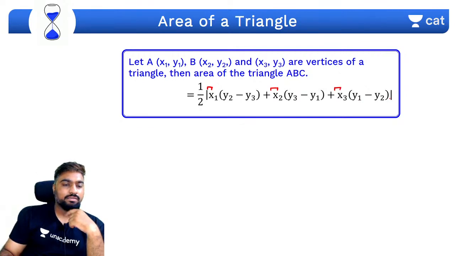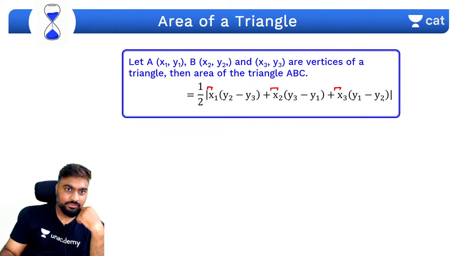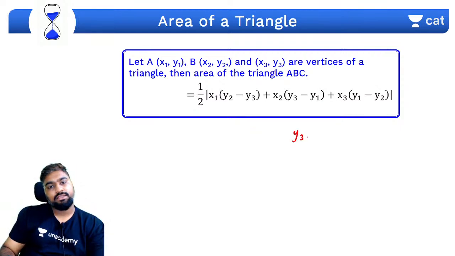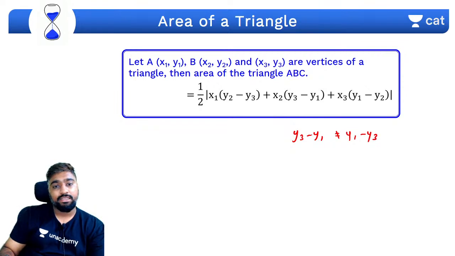Are you getting this? x1 times y2 minus y3, x2 times y3 minus y1, okay, not y1 minus y3, y3 minus y1, and x3 times y1 minus y2. Done? Since this is a physical quantity, क्योंकि ये physical quantity है, you take the entire thing का modulus, not individual modulus. Mind it guys. Here y3 minus y1 won't be equal to y1 minus y3. Please mind this. ठीक है?